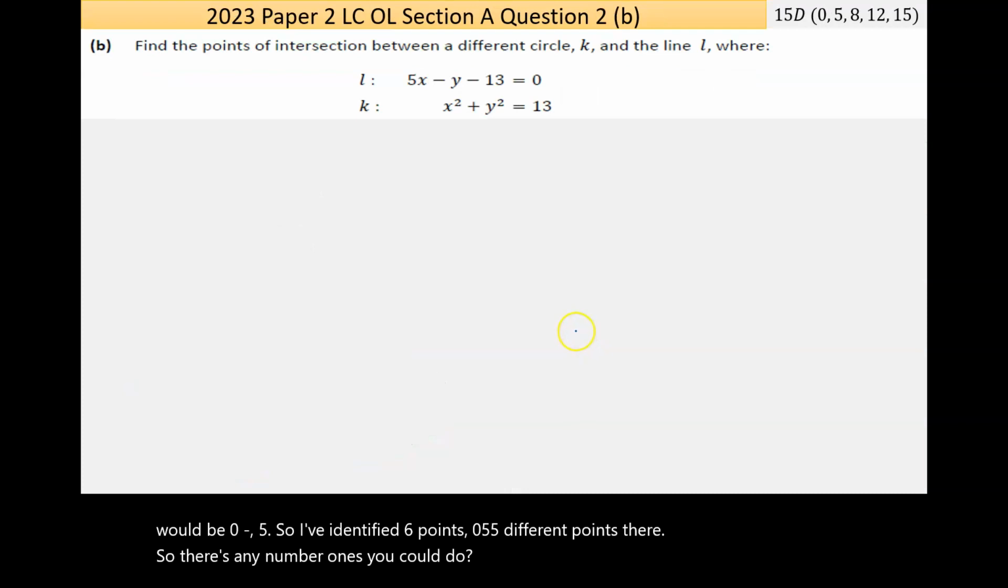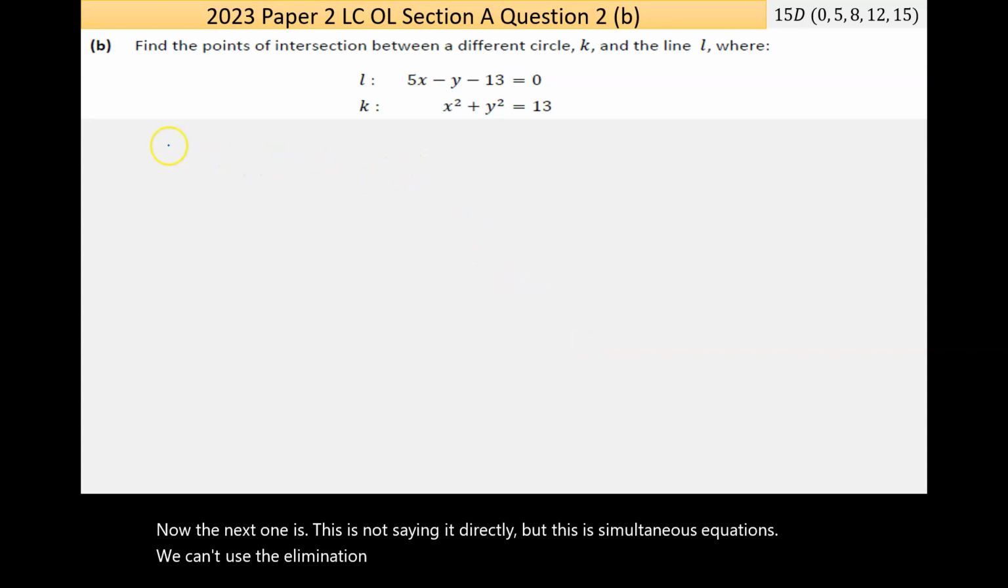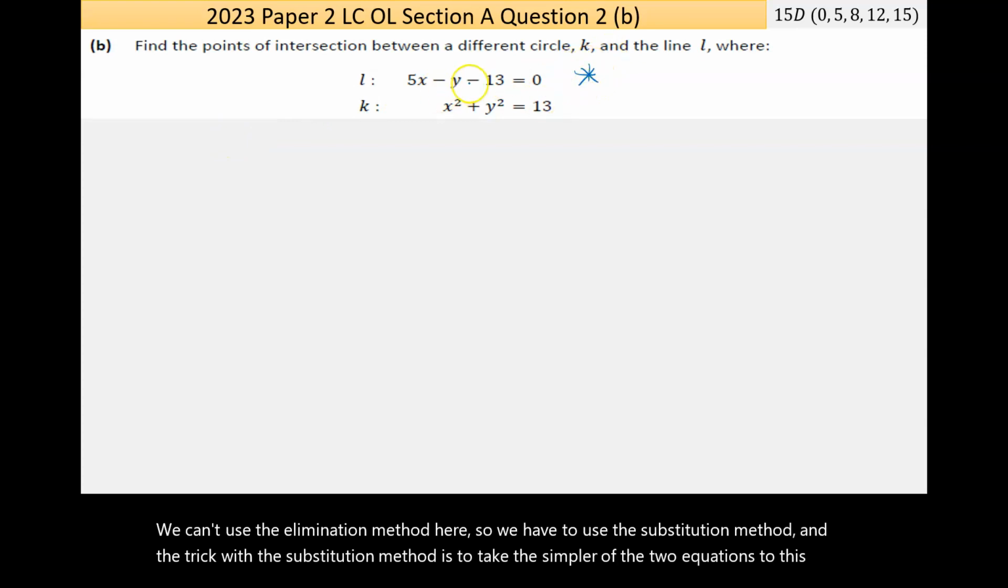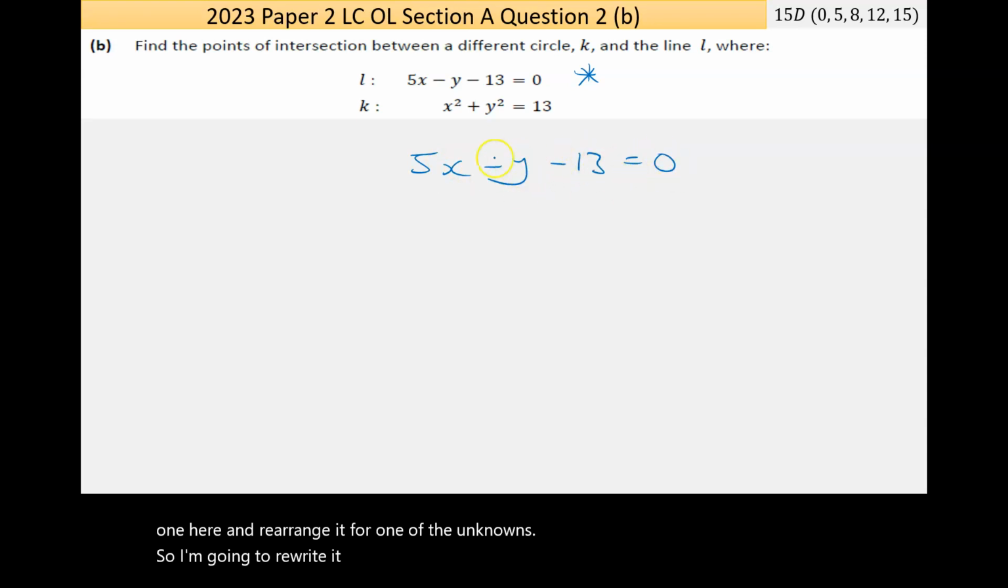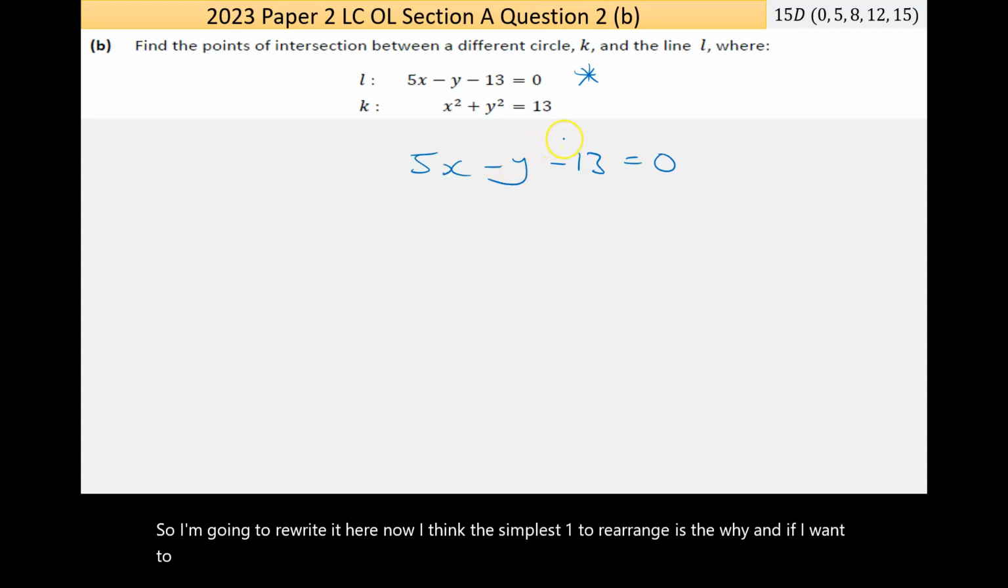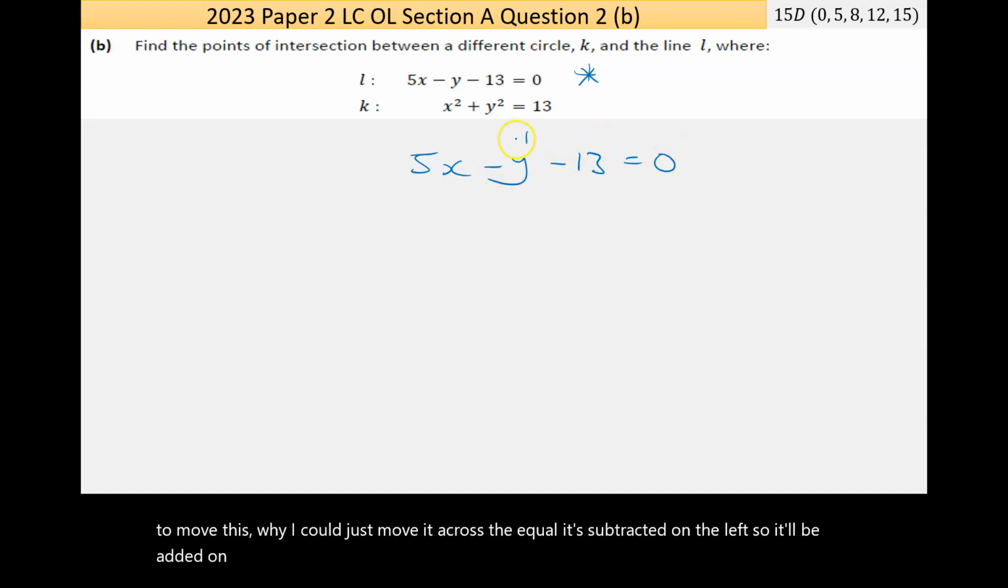Now the next one is not saying it directly, but this is simultaneous equations. We can't use the elimination method here, so we have to use the substitution method. And the trick with the substitution method is to take the simpler of the two equations, so this one here, and rearrange it for one of the unknowns. So I'm going to rewrite it here. Now I think the simplest one to rearrange is the y. And if I want to move this y, I could just move it across the equal. It's subtracted on the left, so it'll be added on the right. Or use the more fundamental way.